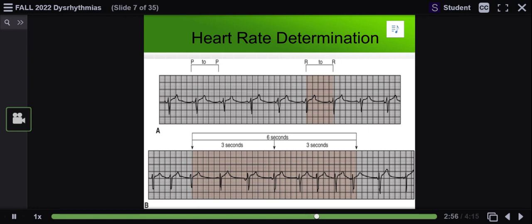So here we have approximately how many R to R intervals? Can you count? Yep. There are approximately 7 R to R intervals in this 6-second strip. So based on this strip, you're going to multiply 7 times 10. That will give you 70. Is it atrial or ventricular? It's a ventricular heart rate. The ventricular heart rate for this rhythm strip is 70 beats per minute.